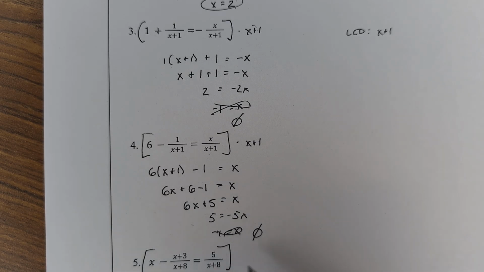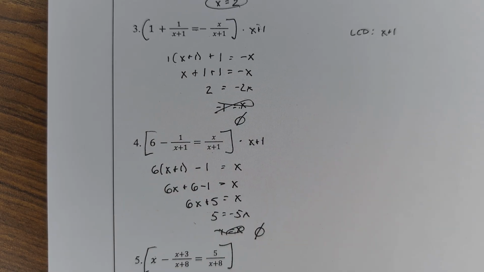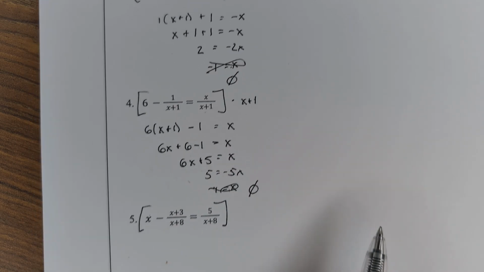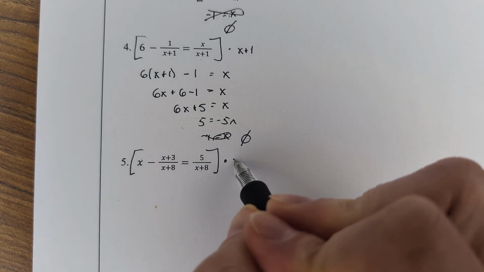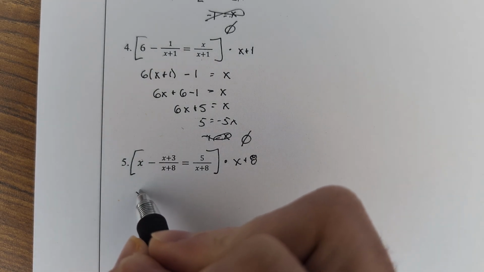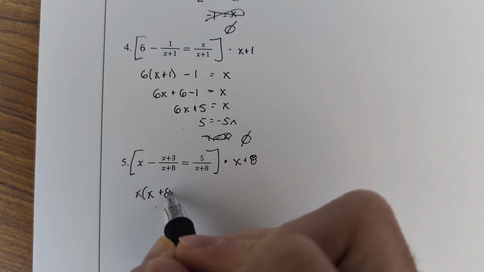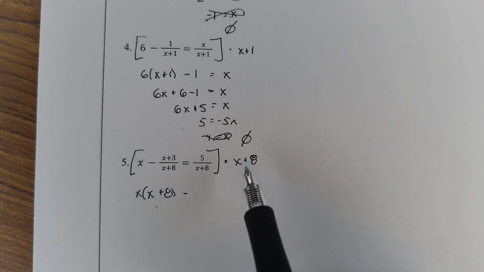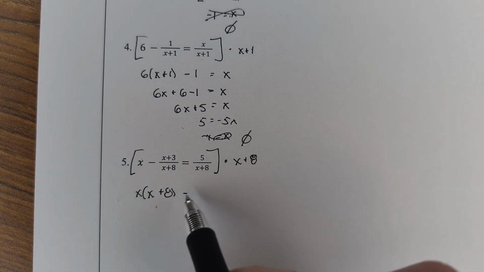All right, so this one, I noticed on 5 and 6, well, when we get to 6, there's an x here on the right, which means our solution is going to look a little bit different. So x plus 8 is our common denominator. So x times x plus 8. In the middle, these x plus 8's cancel, so I'm going to have the negative sign.